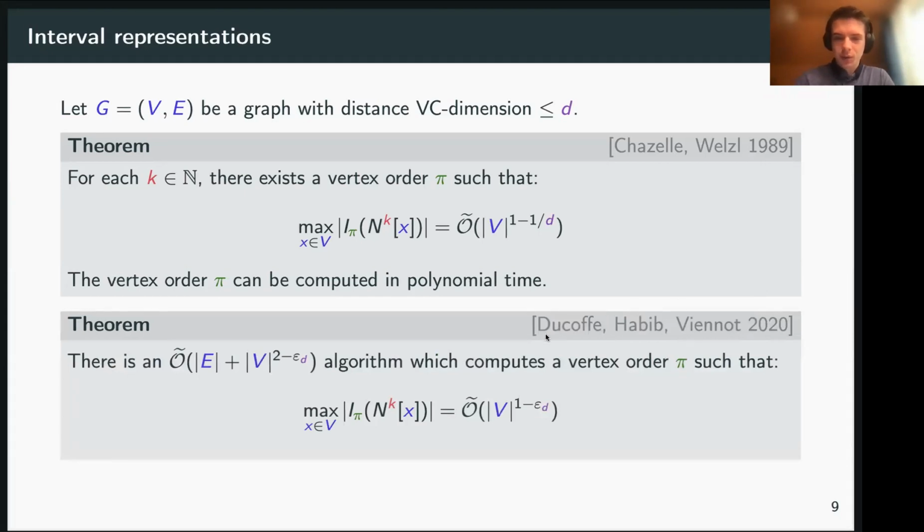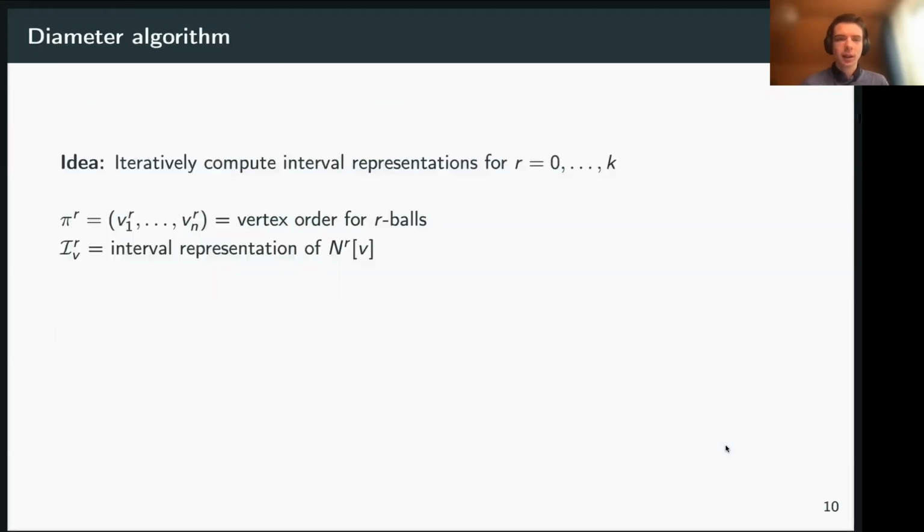So what the authors of this previous paper did, they designed an approximation algorithm which actually runs in subquadratic time and computes a worse vertex order, but still the number of intervals is sublinear. But we sacrifice the exponent here, and this epsilon d is actually d squared times some constant. So that's where their complexity comes from. So here we make this sacrifice. Okay, so now we have this main tool in our toolbox: we can order vertices such that we can compress the neighborhood information.